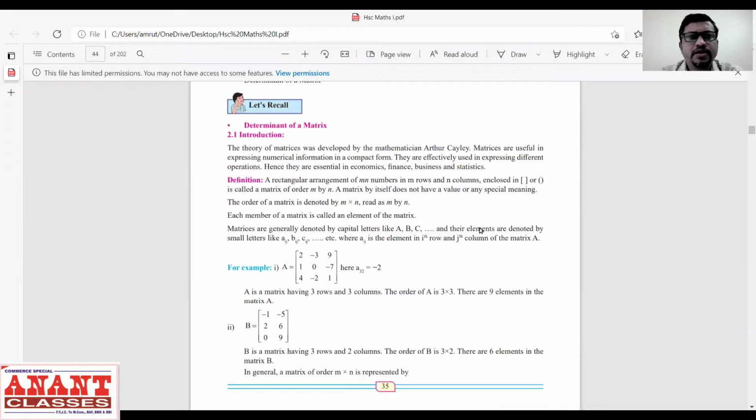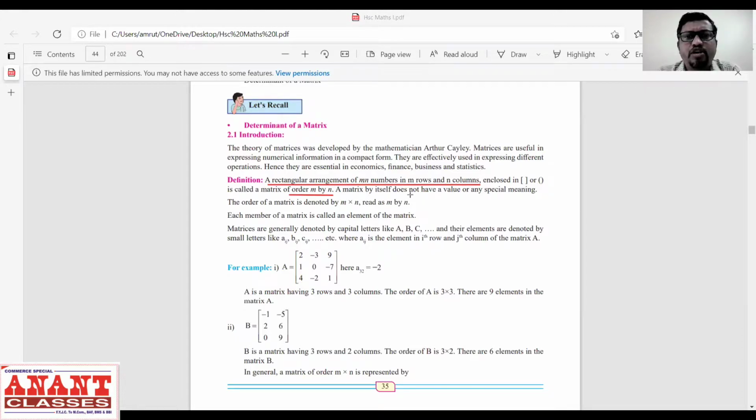What exactly is a matrix? A rectangular arrangement of m multiplied by n numbers in m rows and n columns. M indicates the number of rows, N indicates the number of columns, including brackets, is called a matrix of order m by n. Order of m by n means you have to write the rows first and the columns after. Number of rows should be written first, followed by number of columns.